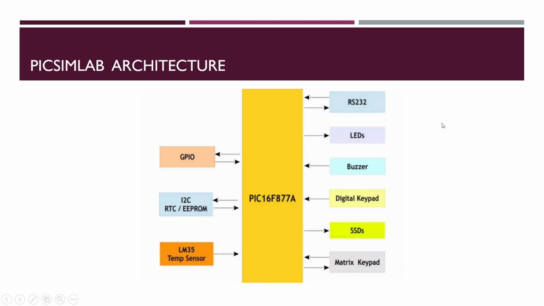So, the PicSimLab architecture. The architecture represents a complete virtual embedded system built around the PIC16F877A microcontroller in PicSimLab. The PIC16F877A acts as the central processing and control unit, interfacing with both analog and digital peripherals. Analog inputs such as the LM35 temperature sensor are processed through the ADC, while the RTC and EEPROM communicate using the I2C protocol for timekeeping and non-volatile data storage.